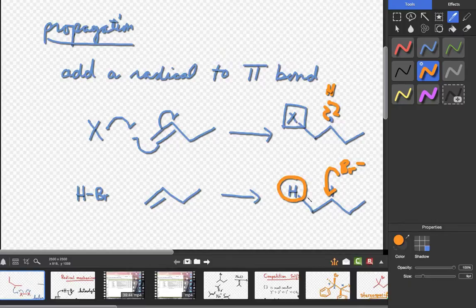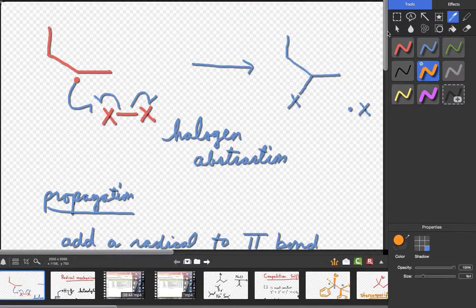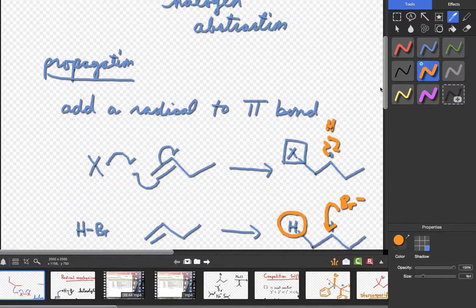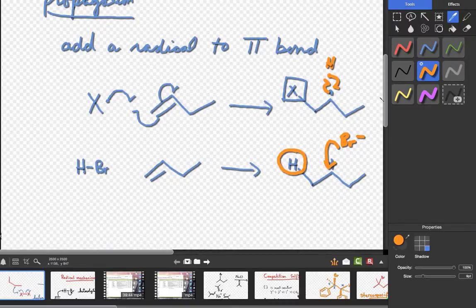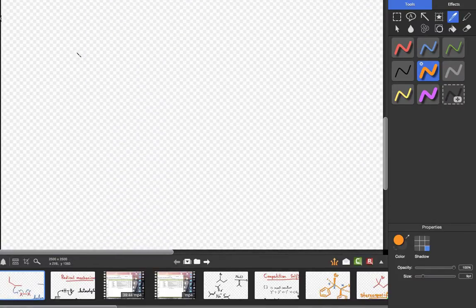this difference. So far in propagation, we've seen a hydrogen abstraction, we've seen a halogen abstraction, we've seen addition of a radical to a pi bond. Now we could also do the opposite of this. We could eliminate a halogen from a pi bond. So let's start with the process that we just finished discussing.